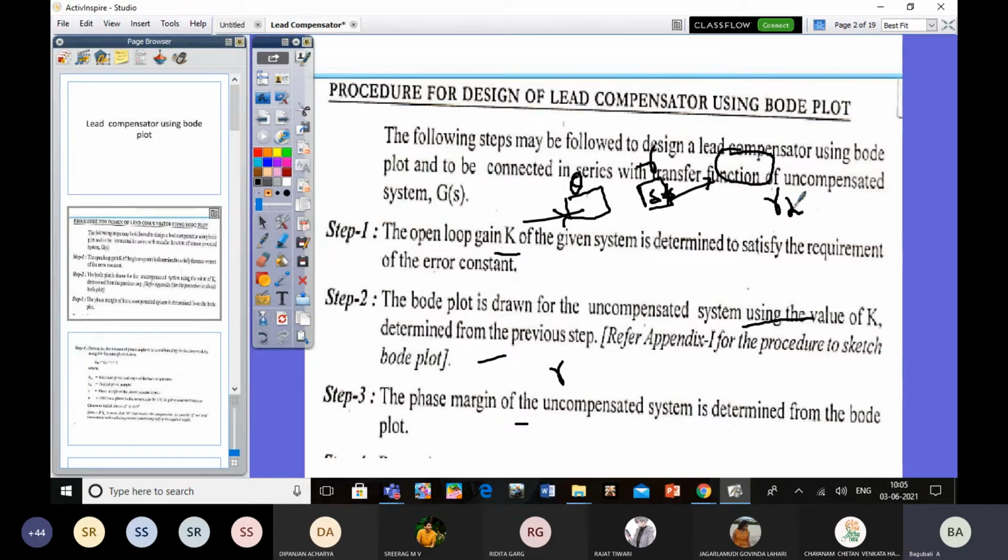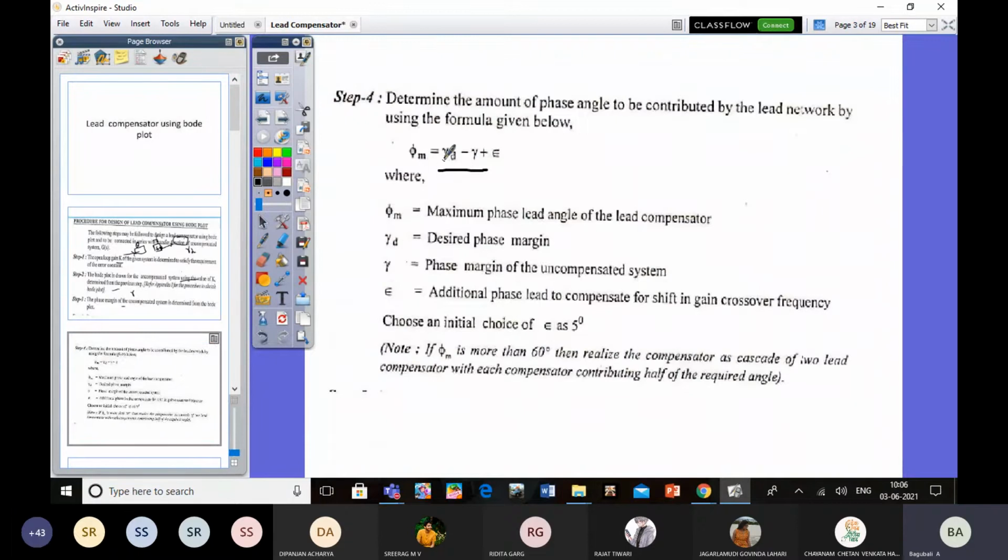I told you that gamma d is the desired phase margin. Gamma is the phase margin of the system. Then what is theta? If these two are not met, the difference is called theta. You can see that gamma d minus gamma, plus eta, is called phi m. That is the maximum phase angle to be contributed by the lead compensator. Gamma d is the desired phase margin. Gamma is the phase margin of the uncompensated system.